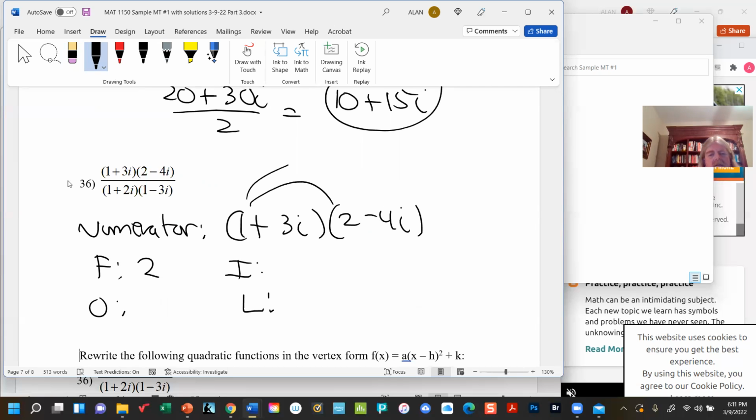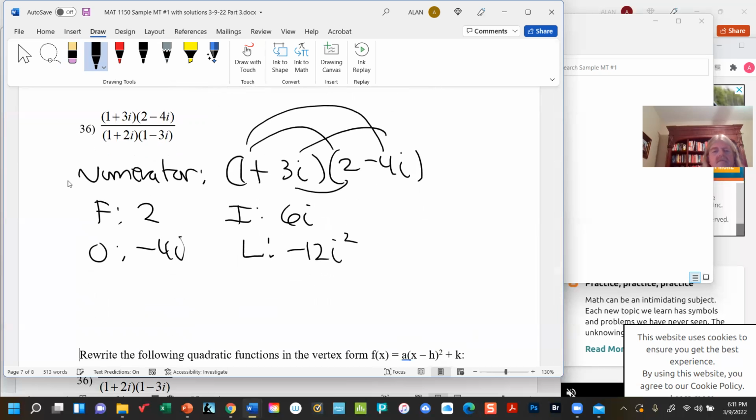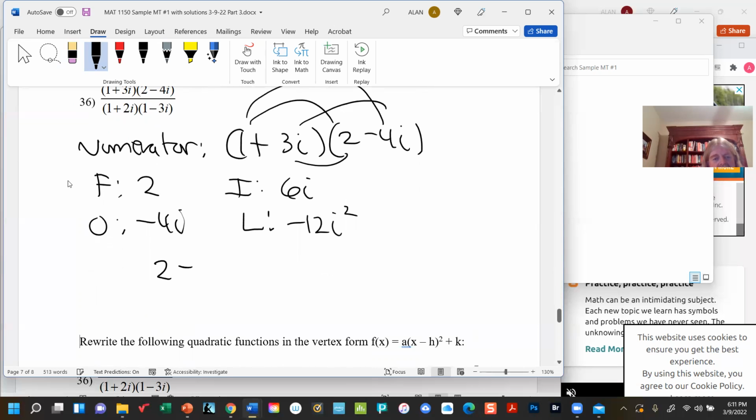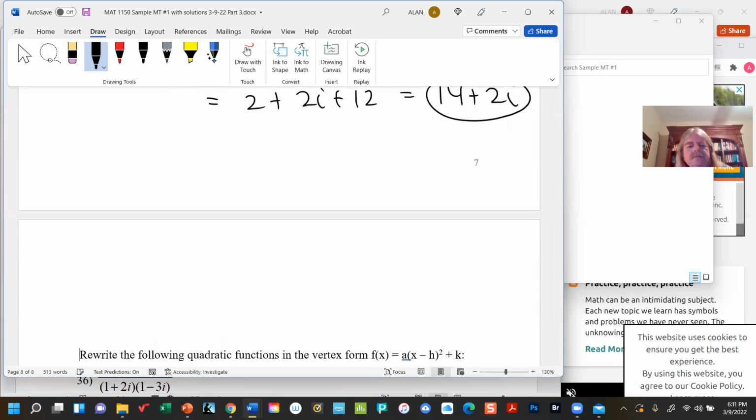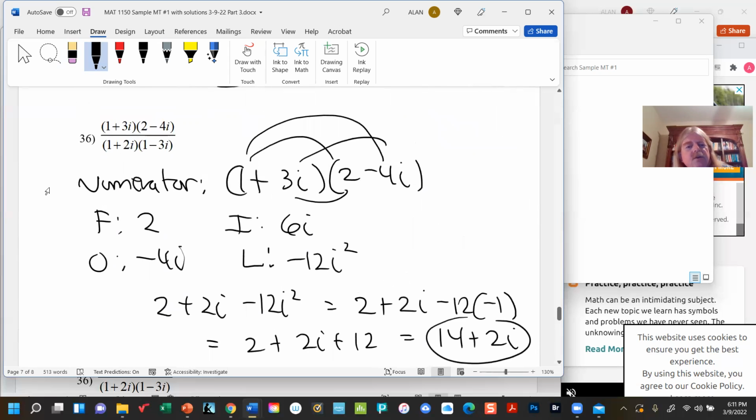2, minus 4i, 6i, minus 12i squared. All right, so you have 2 plus 2i, minus 12i squared. That's my numerator. And my denominator is 1 plus 2i, 1 minus 3i.